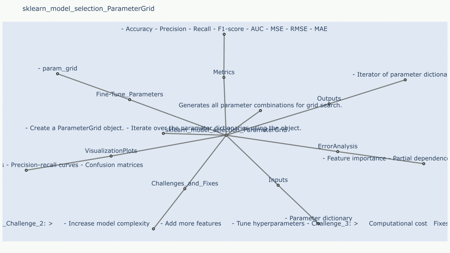Fixes to Challenge 1: reduce the number of parameters in the grid search. Reduce the number of values for each parameter. Use a more efficient grid search algorithm, such as random search.